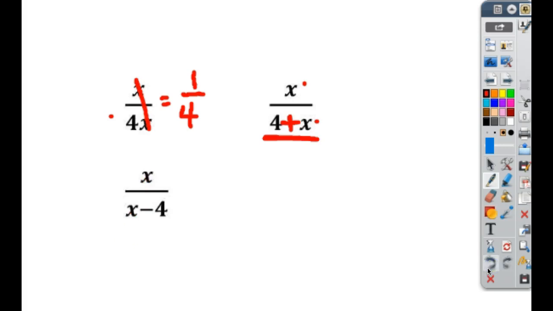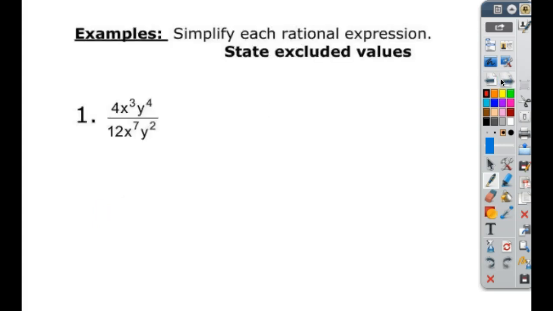You can only cancel factors. Factors are things that are multiplied together. These are subtracted, and because of order of operation, you cannot cancel this x with that x. That is a very common mistake that you're not going to make.